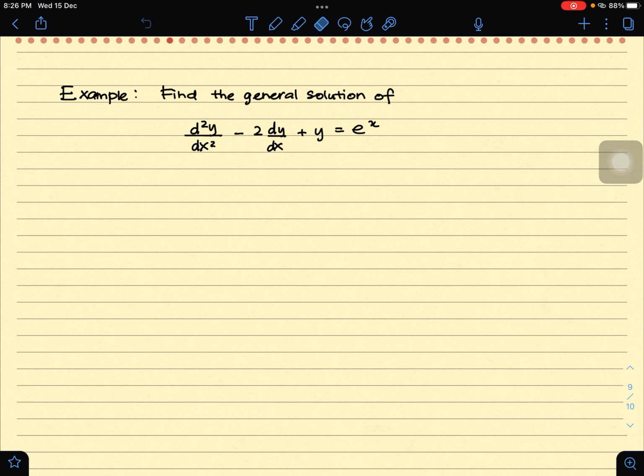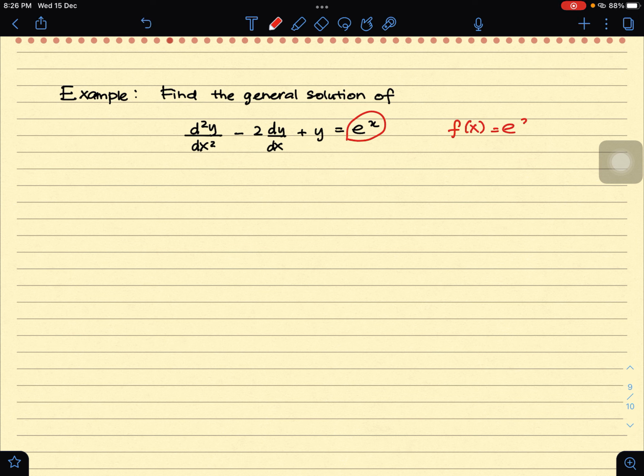Okay kelas, so kita nak tengok example yang pertama. Find the general solution of d square y dx square minus 2 dy dx tambah y sama dengan exponent x. So you can see here, this one is the second order non-homogeneous differential equation. So first of all, we need to identify what is our fx. Okay, so your fx is equal to the one on the right side, which is exponent x.